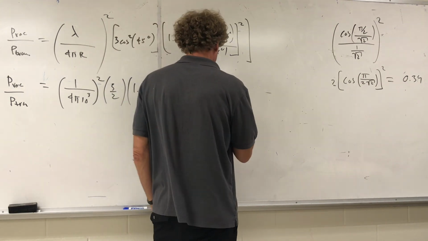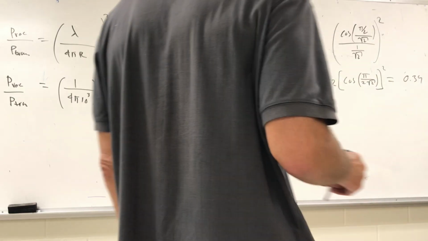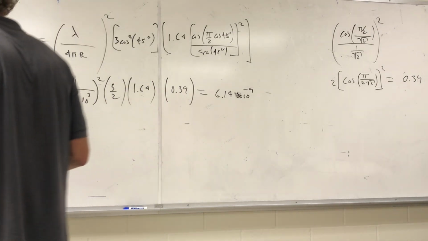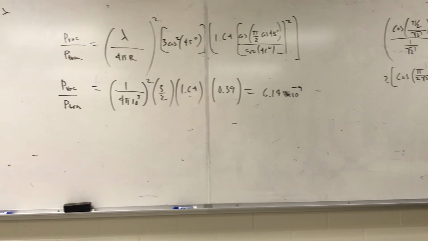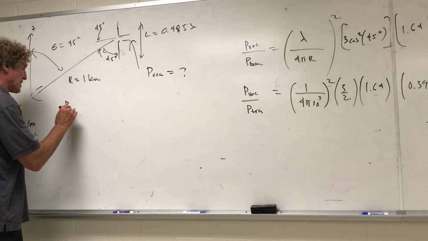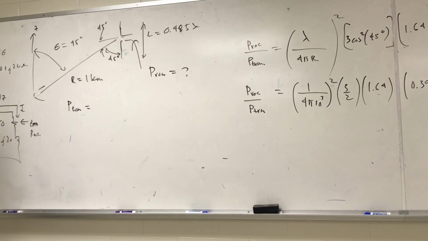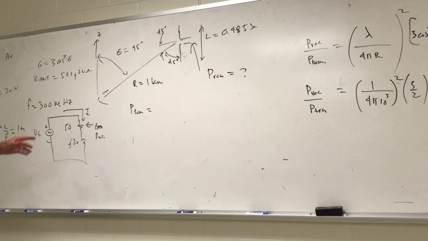It's 6.14 times 10 to the negative 1.4. Now, we're going to get P received, but first thing, and make sure everybody knows this, I need the transmitted power, right? And you guys know how to do this. The key is what? Getting the current value.